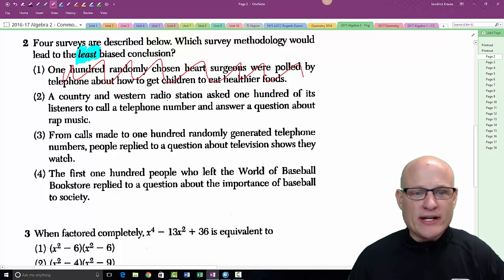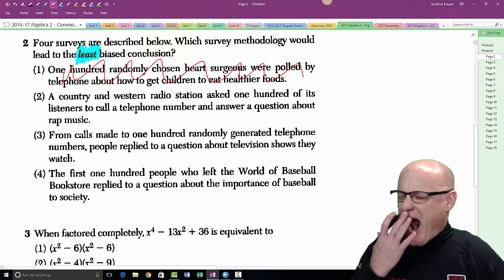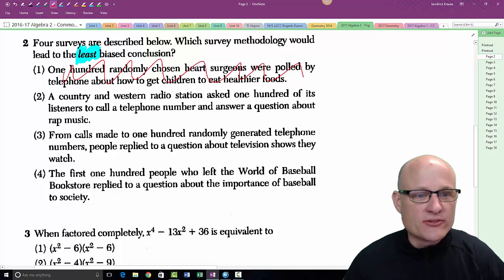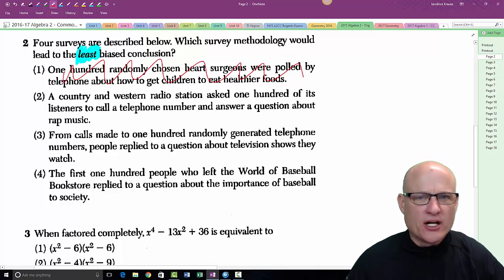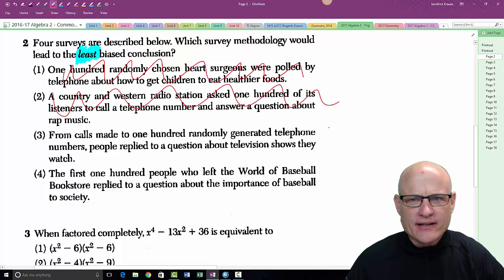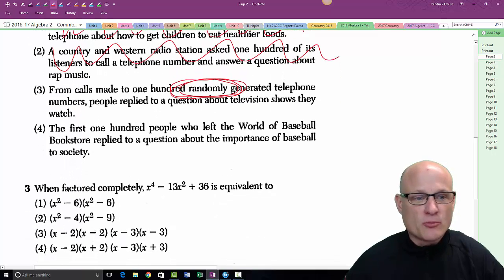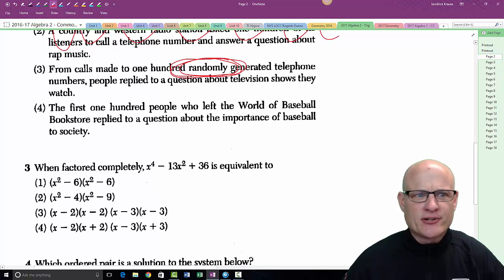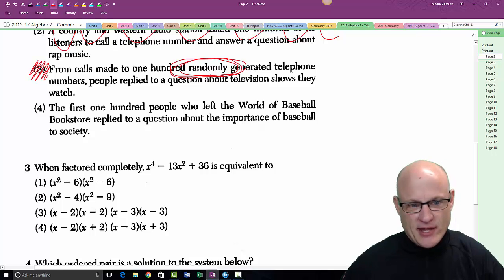A country and western radio station, just kidding, you country folk. Anyway, asked 100 of its listeners to call a telephone company and answer a question about rap music. What? That doesn't even make any sense. From calls made to 100 randomly generated telephone numbers, people reply to a question about that. It looks like that's, to me, got to have no bias. The first 100 people leaving the World Baseball Bookstore replied to a question about the importance of baseball in society. Okay, this is clearly 3. I hope you didn't miss that one.